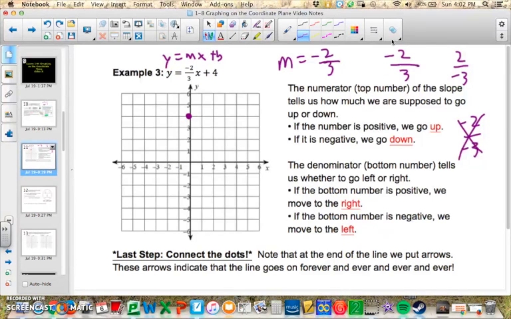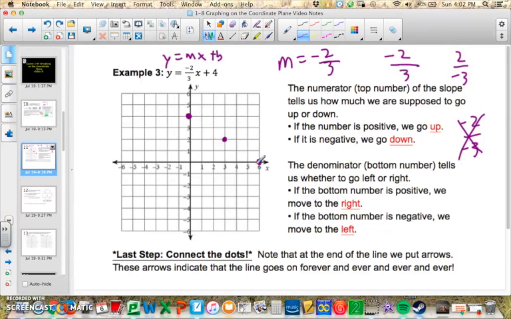Now, I'm just going to go ahead and assume that we put it on the top first. So what this would mean, since it's a negative 2, is I would go down 2, and then my bottom number is a positive 3. So I would go right 3. So I'm going to just count the blocks, 1, 2, and I'm going to count over 1, 2, 3. I'm going to put a dot. I'm going to repeat this process. I'm going to go down 2 and over 3, and I'm going to put a dot.